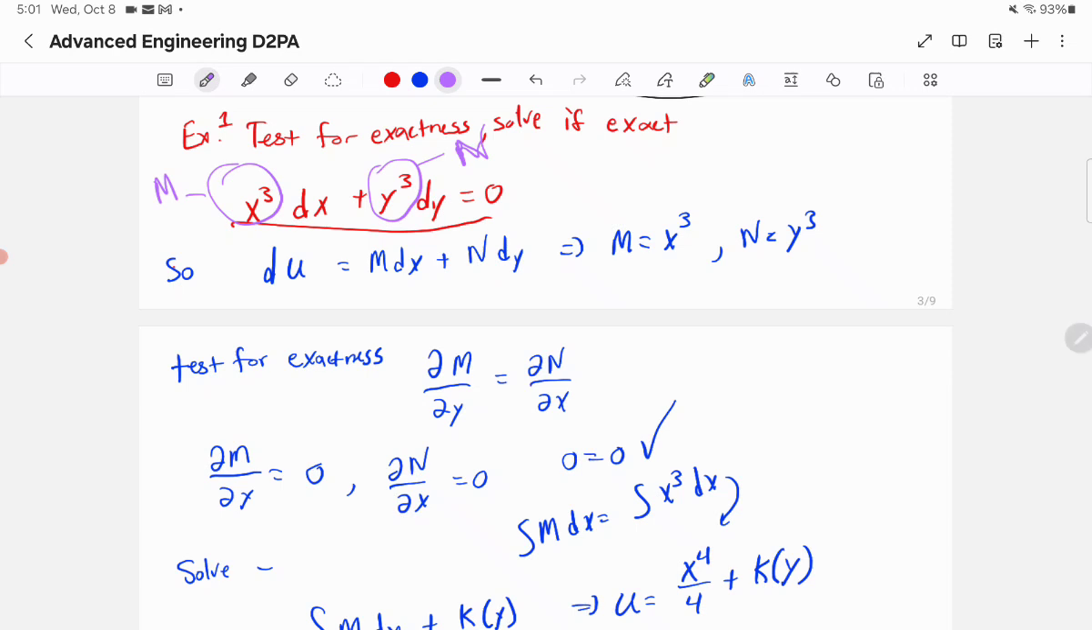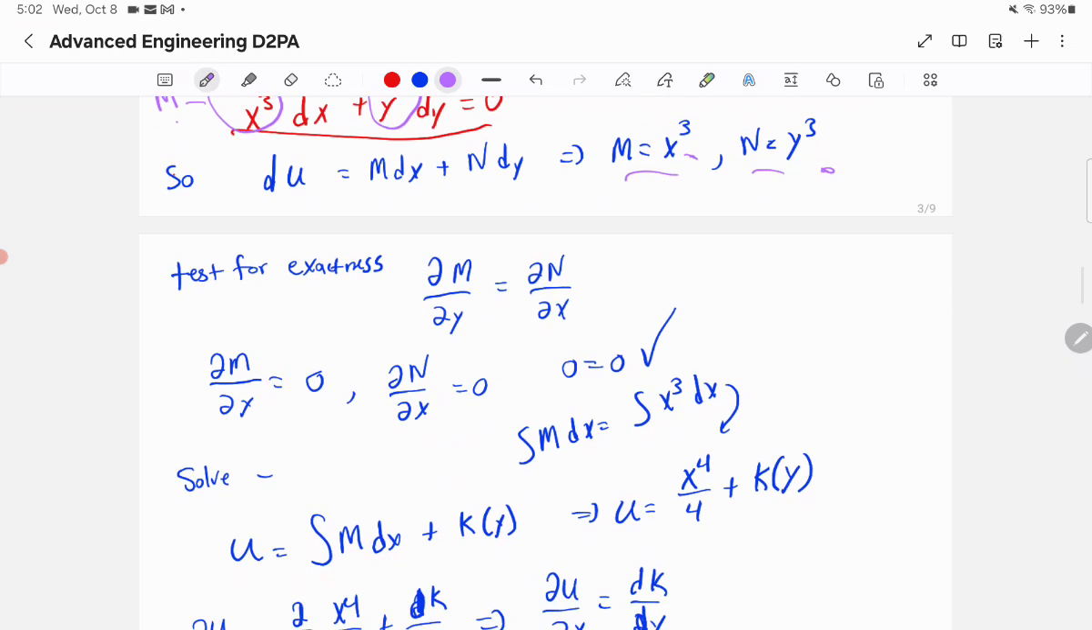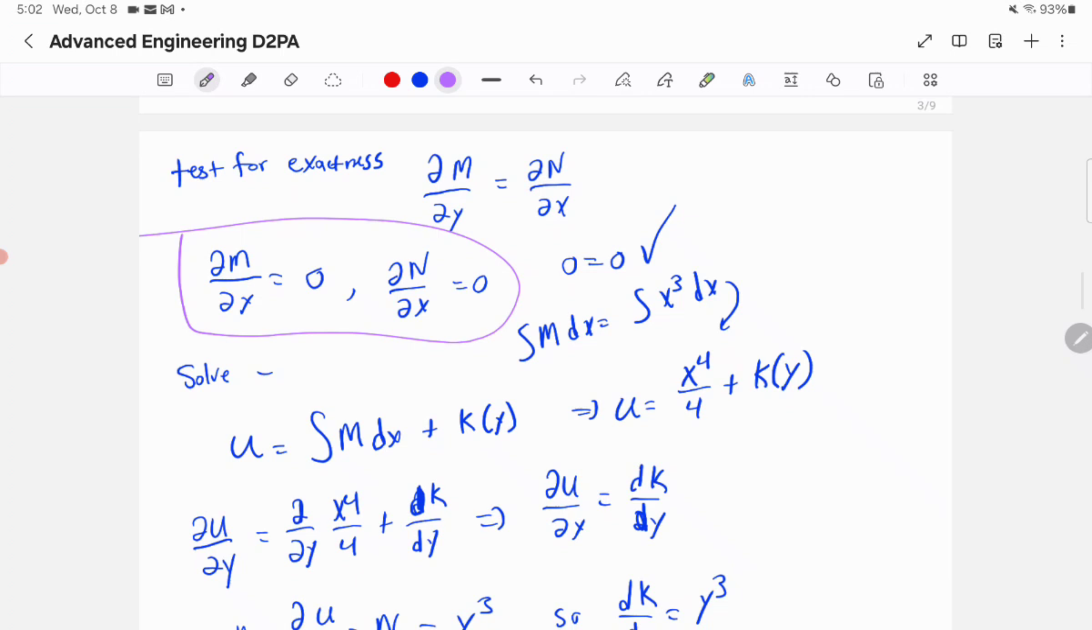Now we want to test for exactness. So we said m is equal to x cubed and n is equal to y cubed. Well, if I take the derivative of m with respect to y, holding x constant, well, if x is a constant, there's no y in here, so the derivative must be 0, right? And similarly, the derivative with respect to x of n must be 0 because y is being held constant. So we get both of them are 0, which means this is exact. It has to be exact, right?